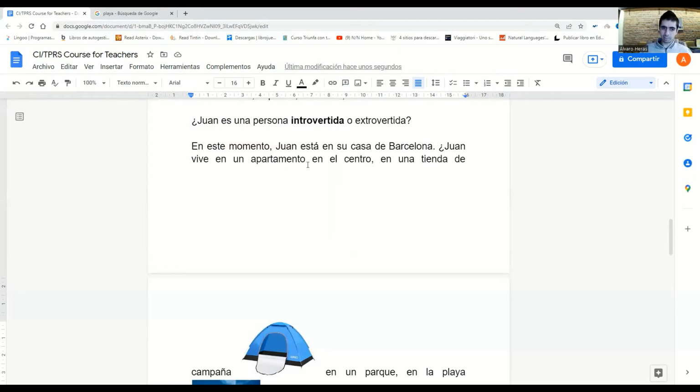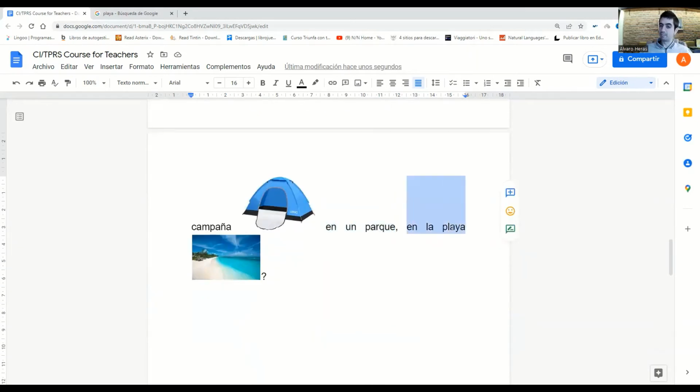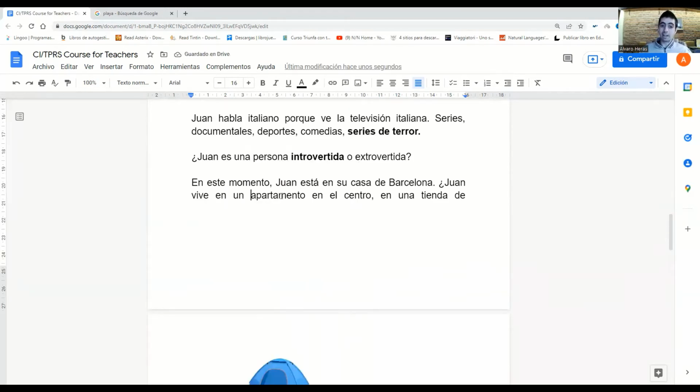So ¿dónde vive en Barcelona? Acla, en un apartamento en el centro, en una tienda de campaña, en un parque, en la playa. ¿Qué opción prefieres? Acla, ¿sí? ¿Qué opción prefieres? ¿O tienes? Un apartamento. Vale. Perfecto. Un apartamento en el centro de Barcelona. ¿Sí? Perfecto. En el centro, ok. Muy bien.